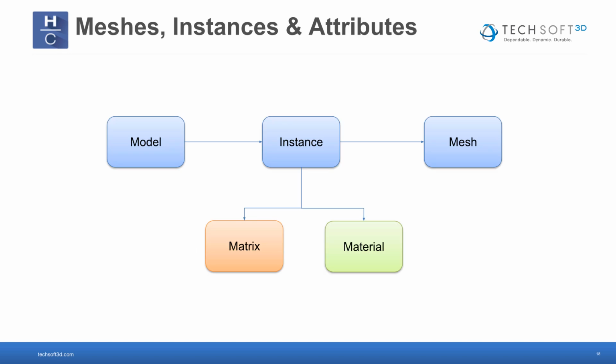Okay, and this diagram will just kind of drive home how everything comes together. So we have our model, which is that topmost container. The model contains instances. Instances consist of a mesh and a matrix and a material and some other things. But you can kind of see instances at the heart of everything here in the SCL offering.